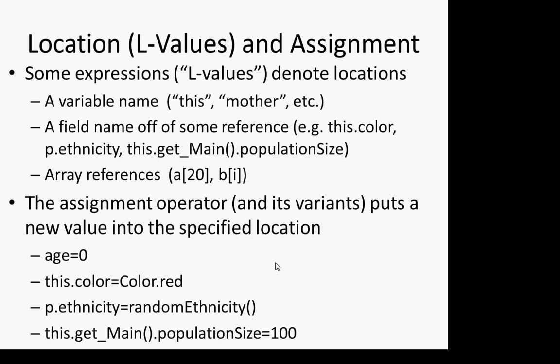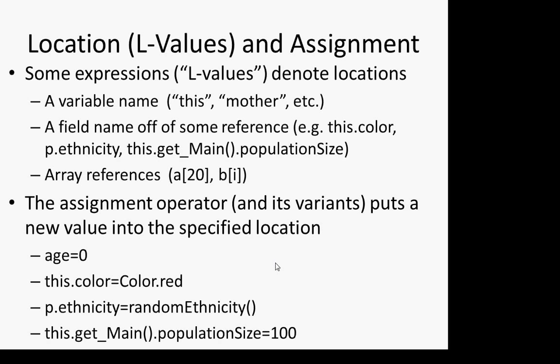p.ethnicity is the location associated with the ethnicity variable in p. this.getMain().populationSize is a reference to the location associated with a population size variable in my main, the main object associated with me. Or I may have A[20], and that's a reference to the location associated with the 21st element of this array called A, or B[i].